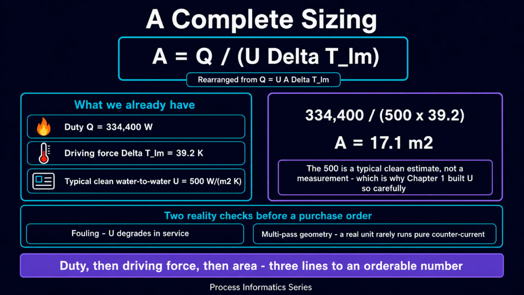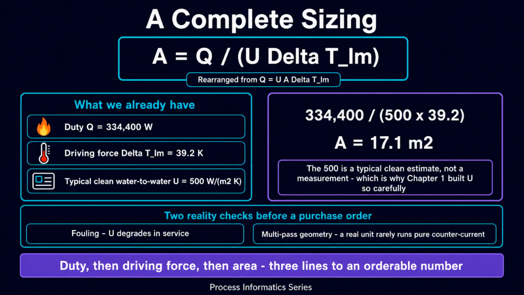The missing piece is U, and for a water-to-water shell-and-tube unit, a typical clean overall coefficient is around 500 watts per square meter Kelvin. Substituting, the area is 334,400 divided by 500 times 39.2, which is 17.1 square meters. That is a real, orderable number, and it took 3 lines.